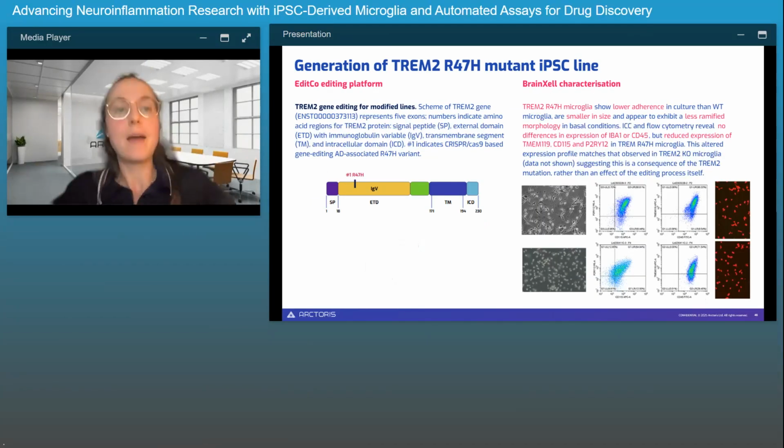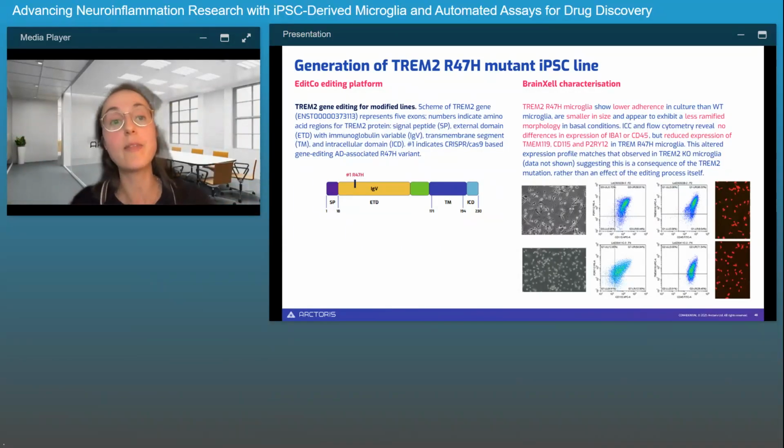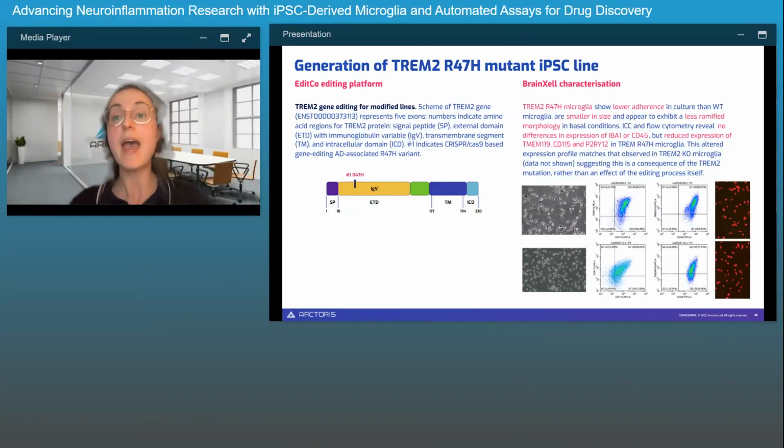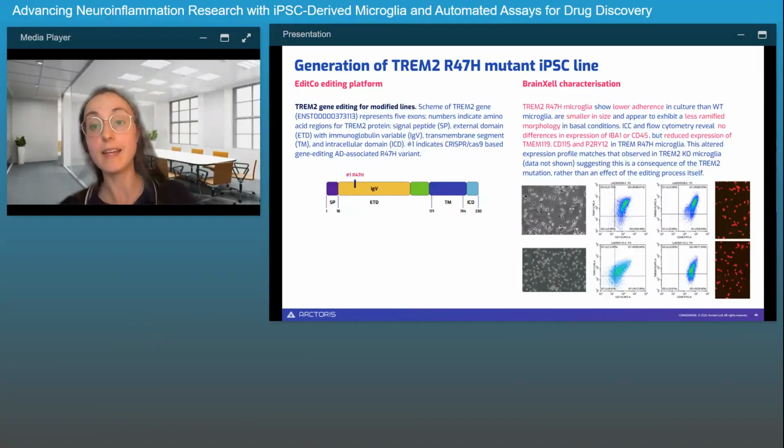So this nicely puts together all our different companies, because Editco, as we mentioned, were the ones that generated the iPSC lines that carry this TREM2 R47H specific mutation. Then Brainxell differentiated these iPSCs into microglia, and the microglia still carry the mutation because the genome is the same. They've done some characterization in the cells, and they've shown how these TREM2 microglia have some differences from the wild type line, whereas other things are still the same.